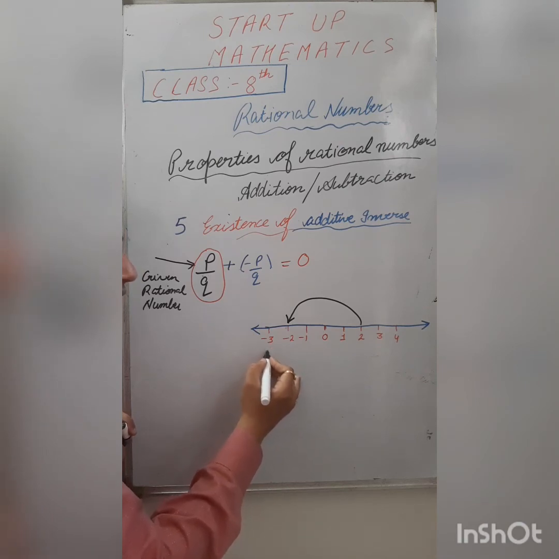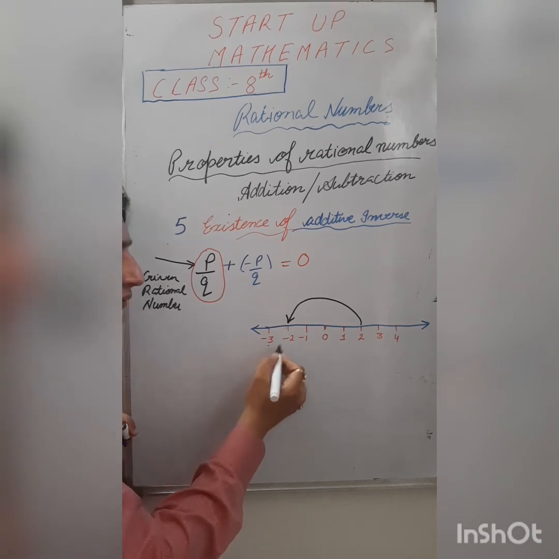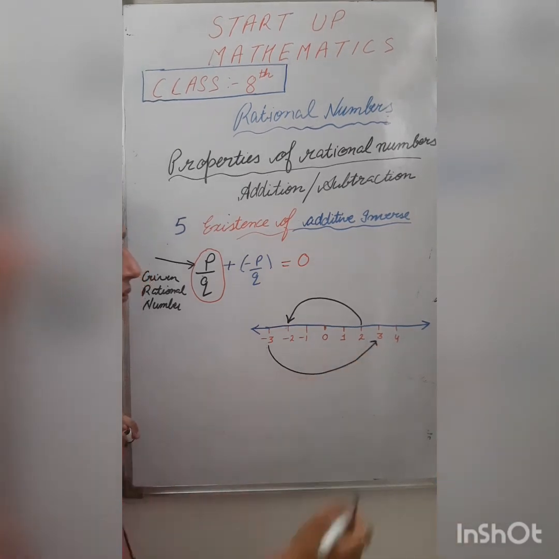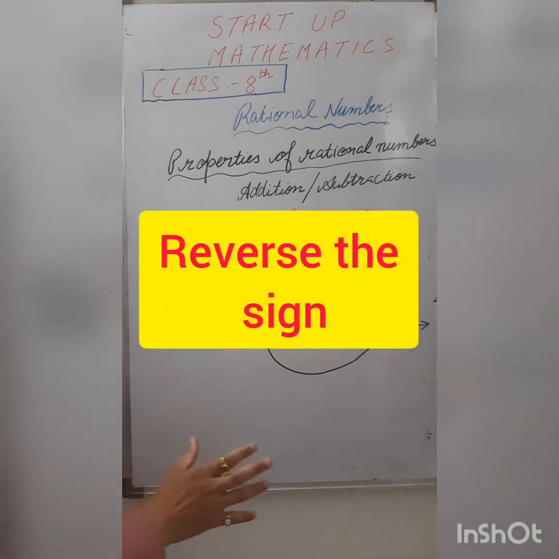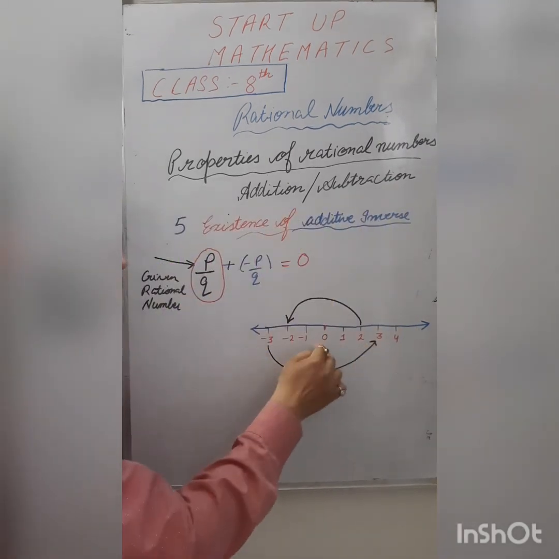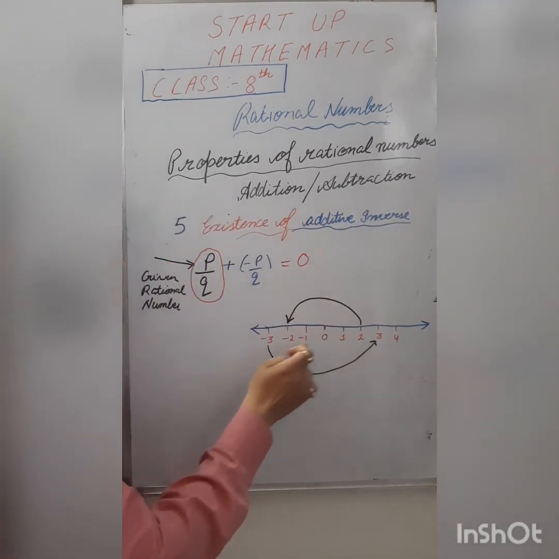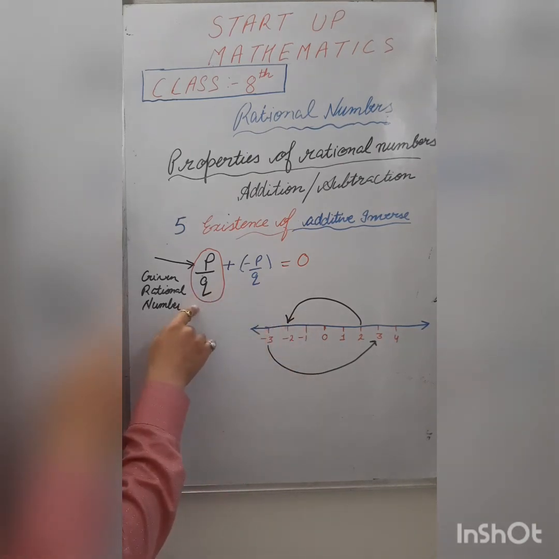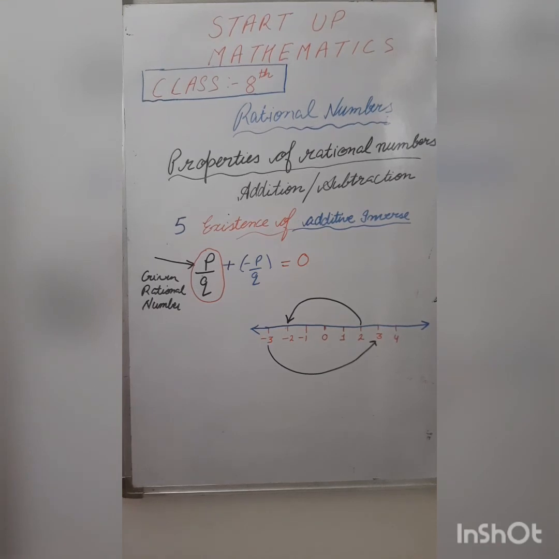If I talk about 3, or you can take minus 3, what is the additive inverse of minus 3? Additive inverse means the negative of this number, so change the sign that is here, that is plus 3. It just reverses its sign. When you add 2 and minus 2, you will get 0. So what should be added? Just the reverse of the number.